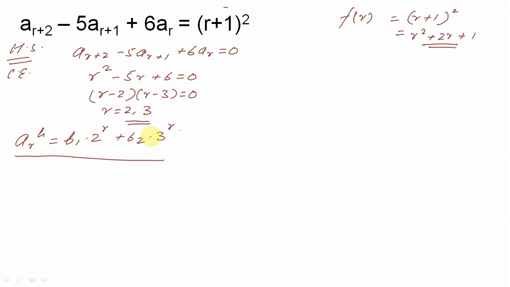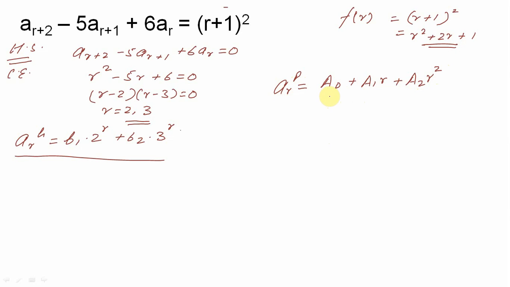Now, for the particular solution, we just saw that this function is a polynomial of degree 2. So the particular trial function is a0 plus a1r plus a2r square. As this is a polynomial of degree 2, the trial solution will also be a polynomial of degree 2, right?